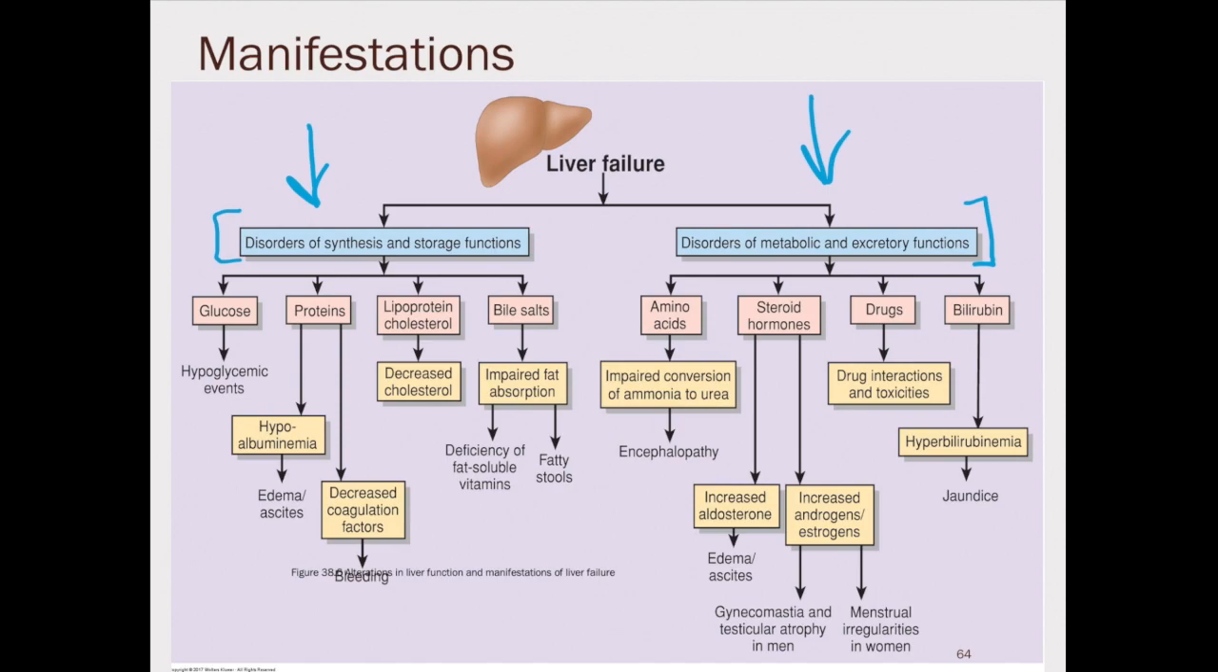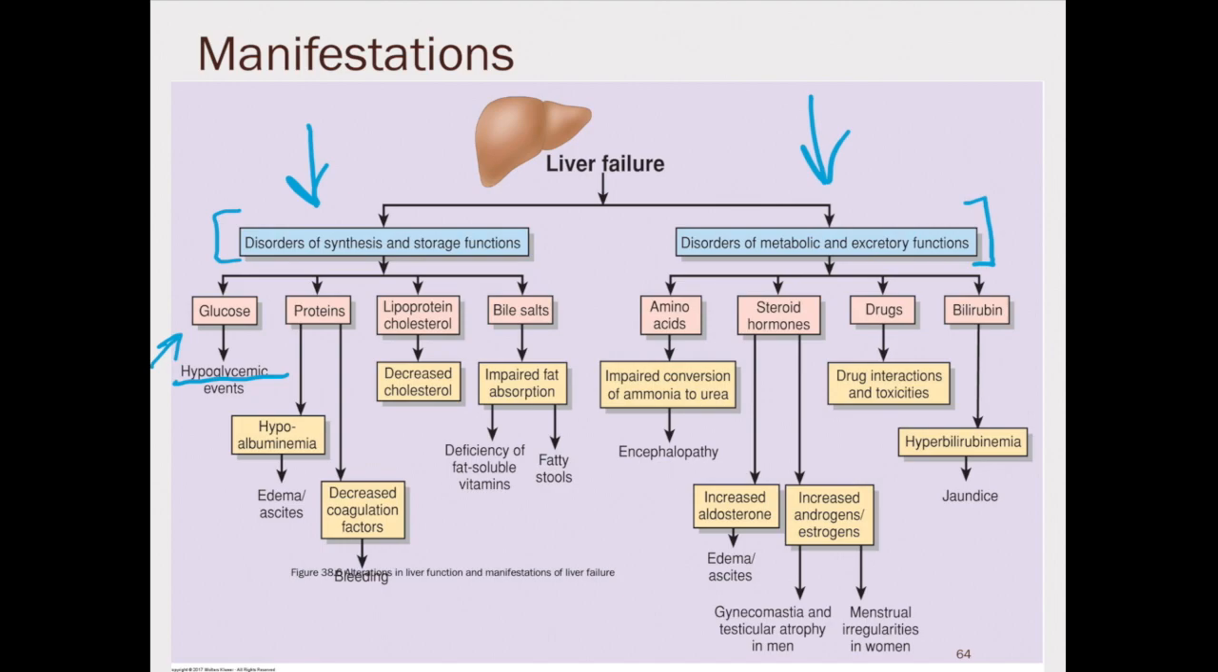So over here on the left, we have glucose. We know that the liver is responsible for gluconeogenesis and glycogenolysis. If the liver's not working, that's not happening. We're going to end up with hypoglycemia. We're not making enough glucose.